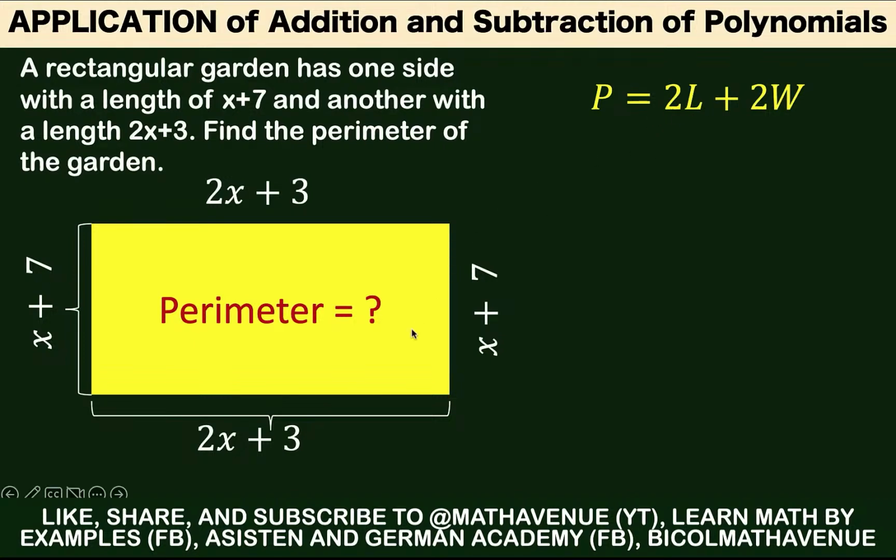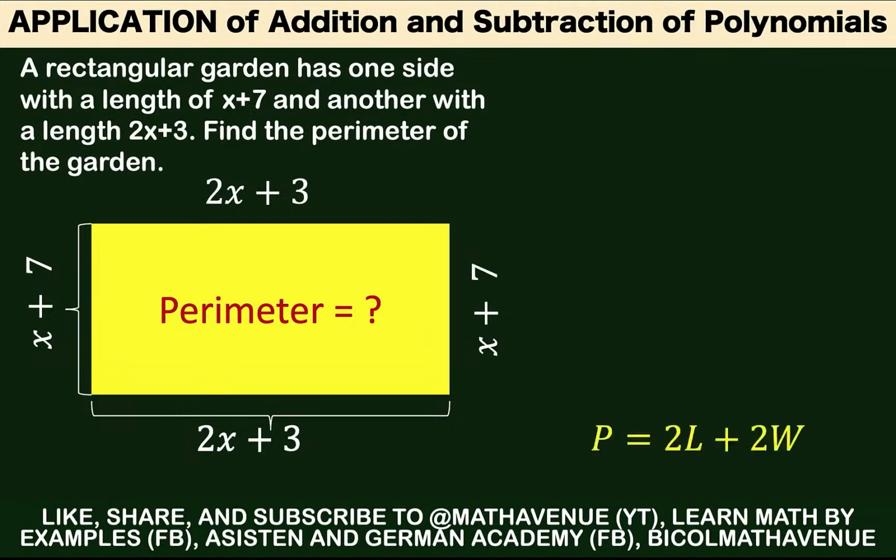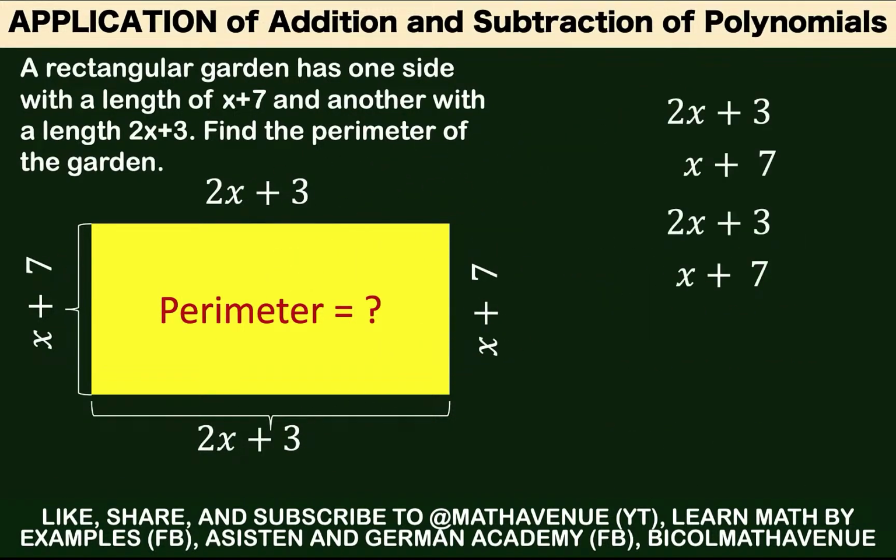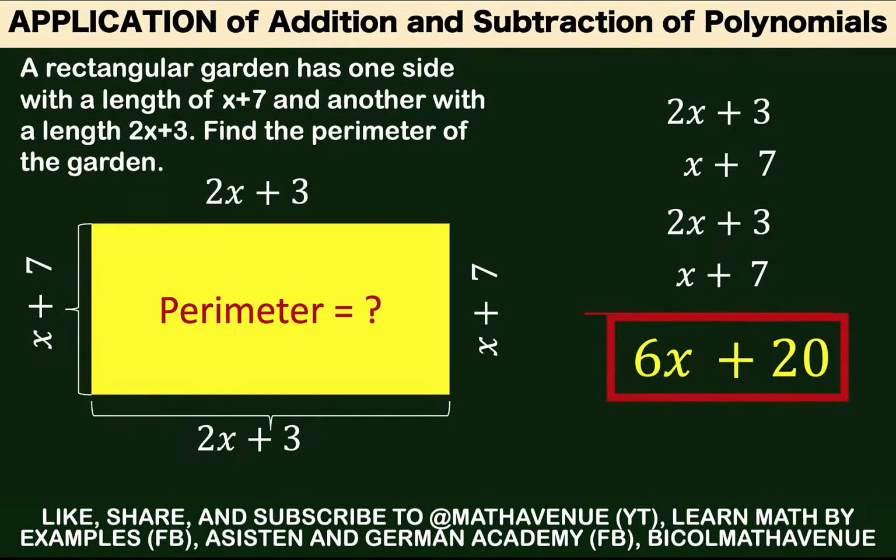Let's do the addition first. So we are going to add all these four sides this way. And this is application of addition of polynomials. We add all the like terms. 2x plus 1x plus 2x plus 1x is 6x, and add all the constants. So the perimeter is 6x plus 20. Now, how about if we use that formula?